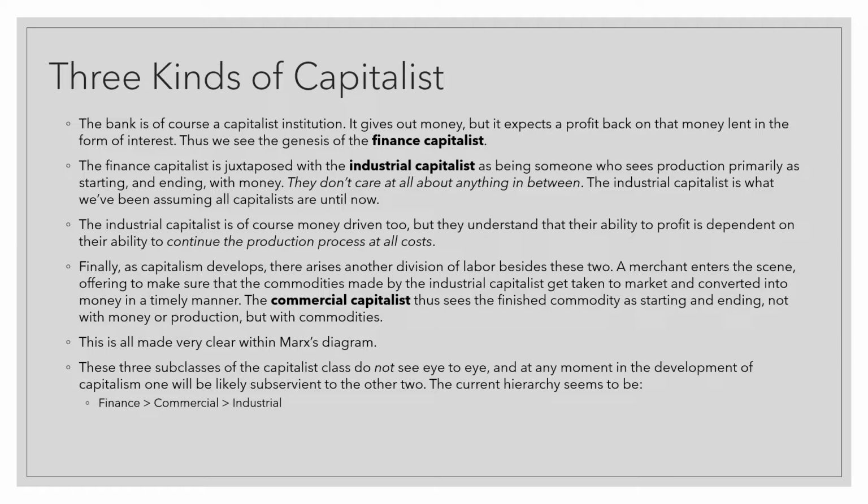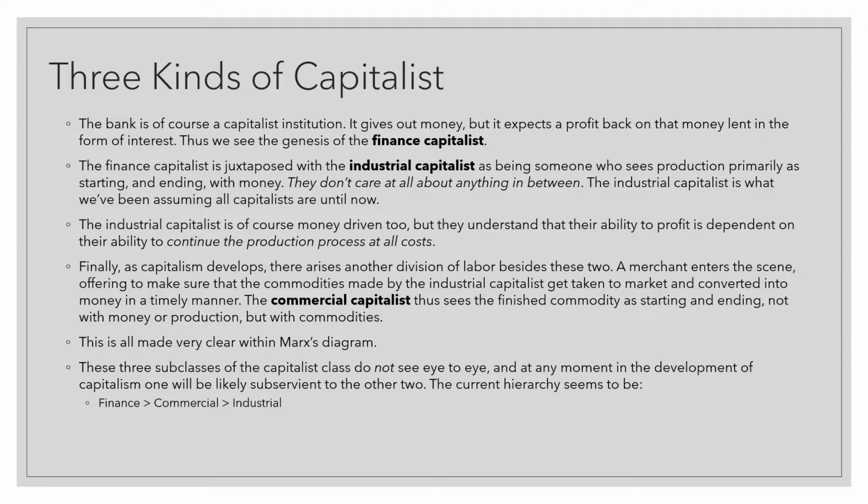And then finally, there's a third kind. We haven't really talked about this, and we're not really going to that much. But basically, a merchant eventually is going to enter the scene. There's another division of labor happening. We've got a capitalist that's managing the production. We've got a capitalist that's managing the money. But now a merchant is going to walk in, and they're going to offer something to the industrial capitalist. They're going to offer to make sure that the industrial capitalist's commodities are taken to the market and converted into money in a timely manner.